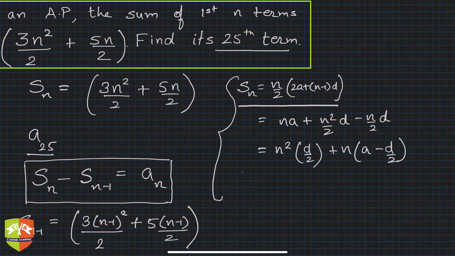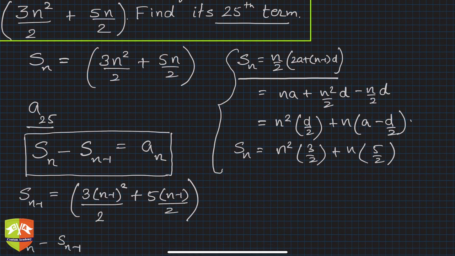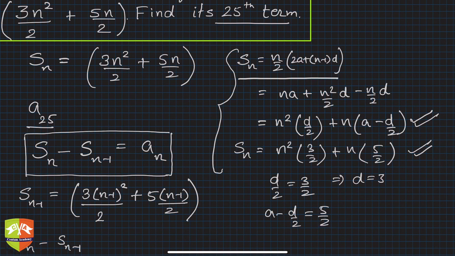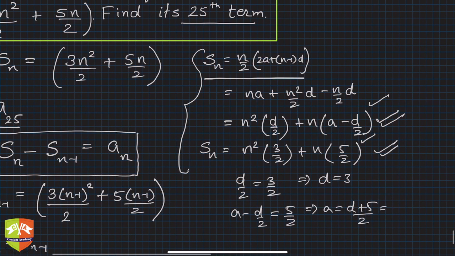And Sn is given as n square times 3 by 2 plus n times 5 by 2. So if you compare, this one is through the formula and this is through the given, right? So d by 2 will be equal to 3 by 2, the coefficient of n square. That means d is equal to 3. And from the other side, a minus d by 2 will be equal to 5 by 2 if you compare the coefficient of n. So a is equal to d by 2 plus 5 by 2, which is 3 by 2 plus 5 by 2, which is 4. So you got a as 4.